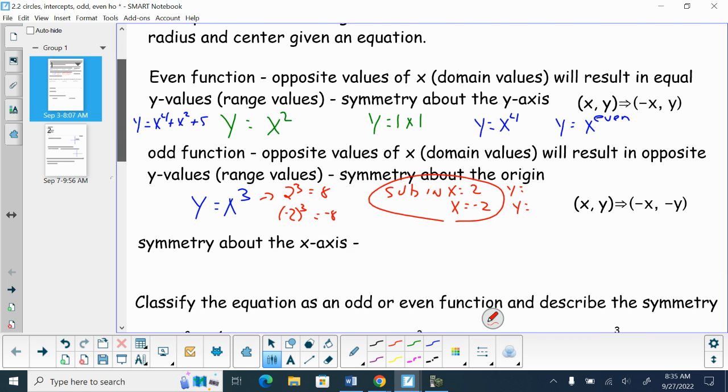Now the one thing you can't do is add 1 to this. If I add y equals x cubed plus 1, that's a neither. If I put in 2, I get 8 plus 1, which is 9. If I put in -2, I get -8 plus 1, which is -7. So that would be your neither.